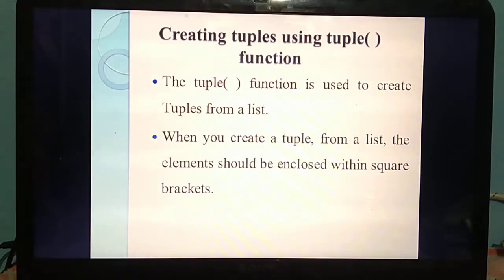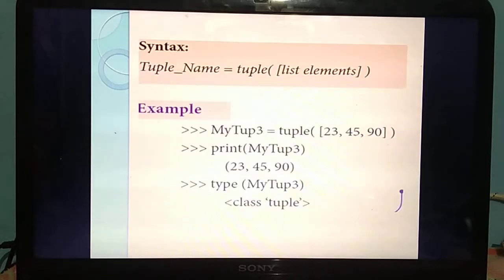So if you need to create a tuple from the list, whatever elements you have given, all the elements need to be enclosed within square brackets. Understand? So two points you have studied. What are the points? The tuple() function is mainly used to create a tuple from the list. And if you need to create a tuple from the list, all the elements need to be enclosed within square brackets.